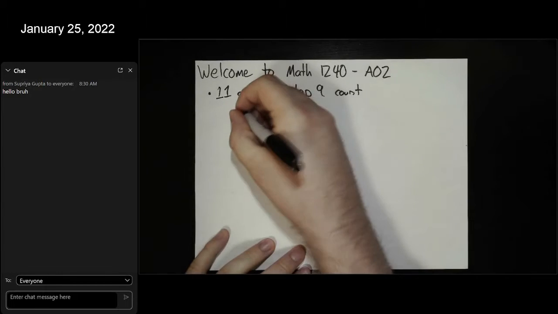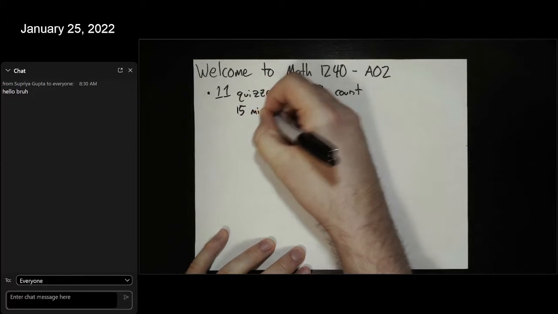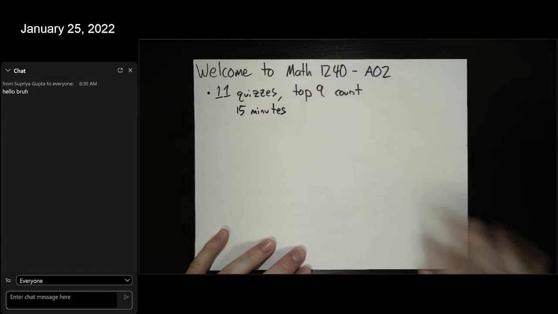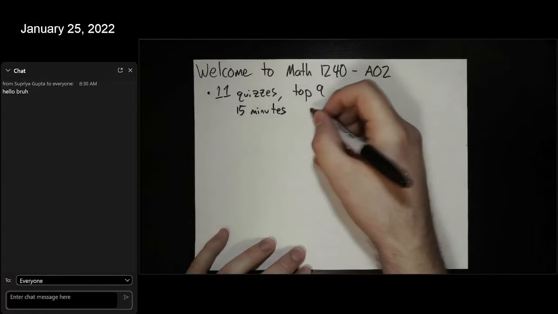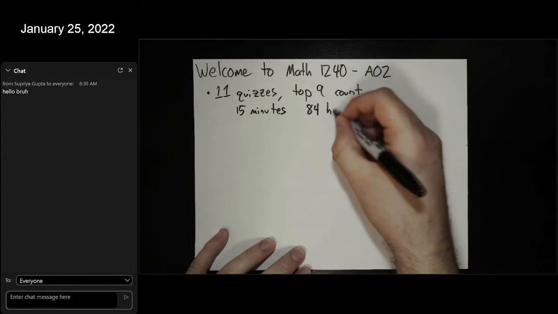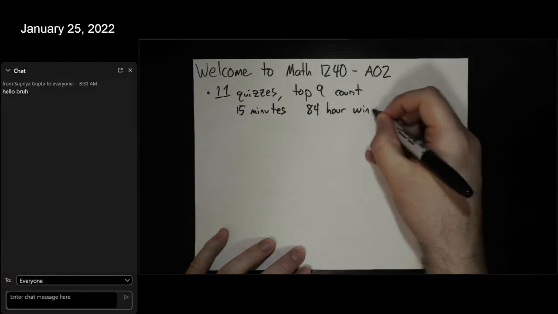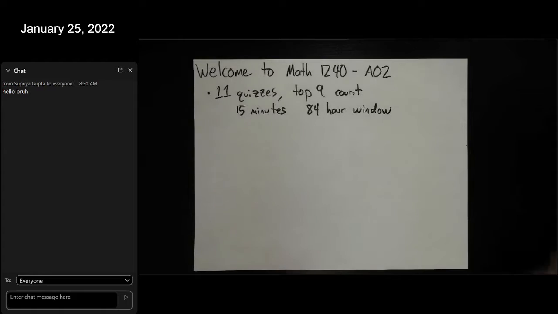Each quiz is 15 minutes, which you get to choose when those 15 minutes are. We give you an 84-hour window. It's across a weekend, so it opens on Friday afternoon and closes Monday at midnight. You get to pick the best 15 minutes for you, sit down, take it during that window.